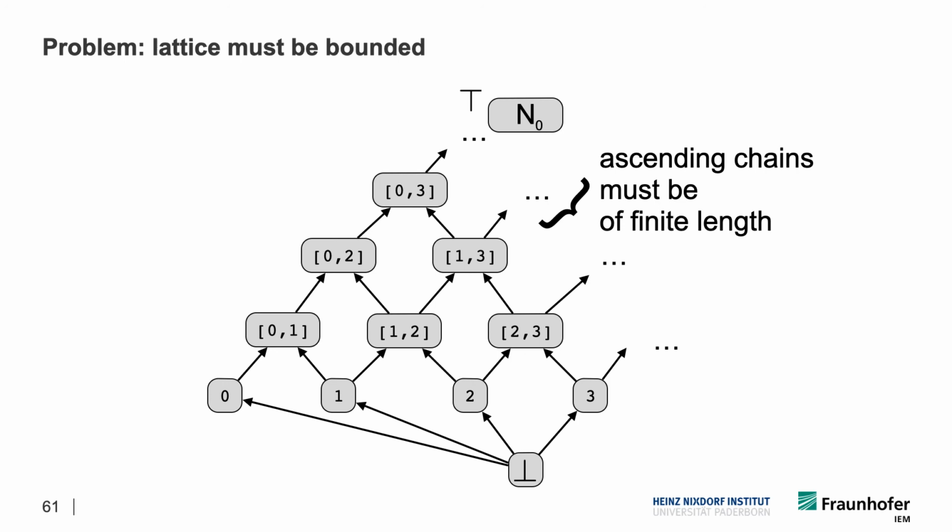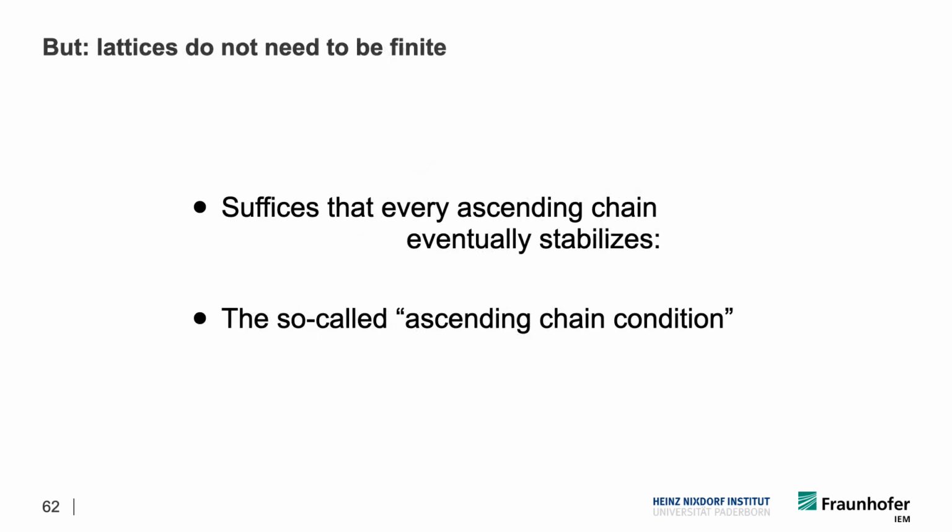So we must demand that any ascending chain in your lattice must be of finite length. And it actually suffices that every ascending chain eventually stabilizes. That is the so-called ascending chain condition. If we know that this holds, then termination is actually guaranteed.